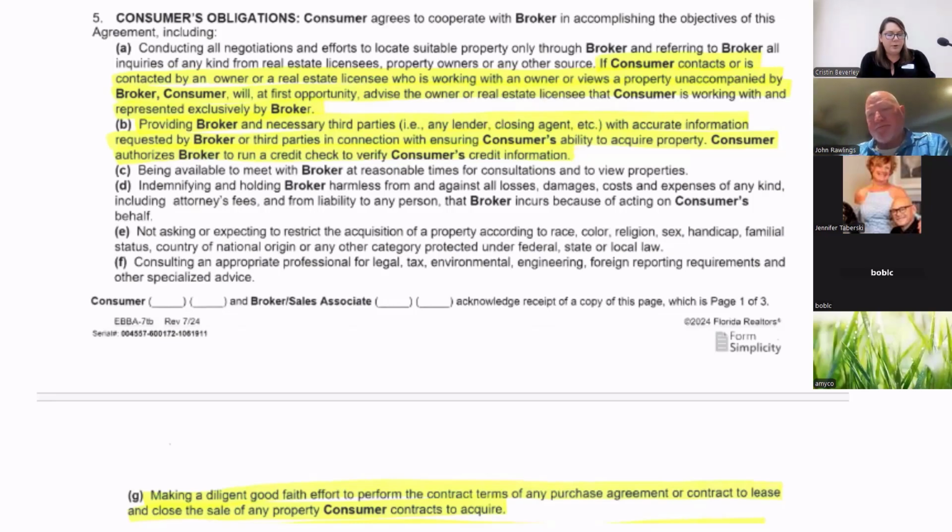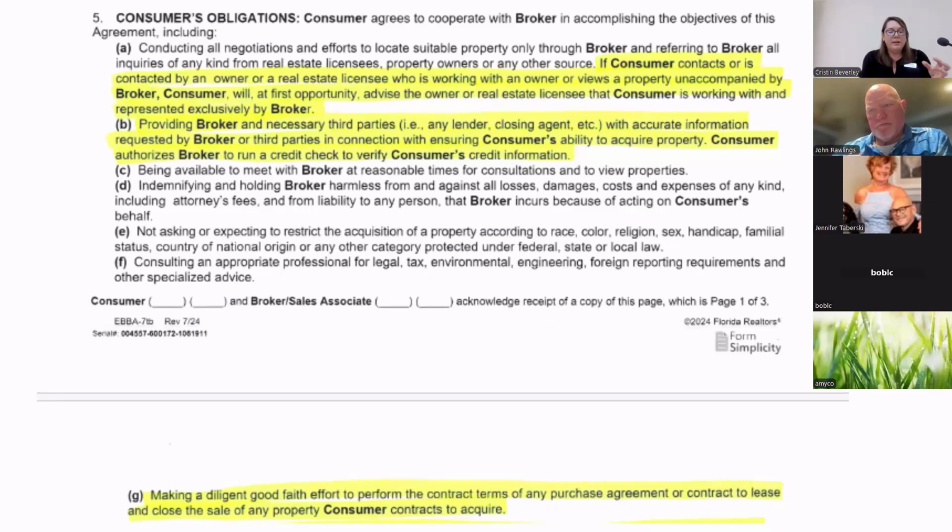Item B, providing the broker and necessary third parties, any lender, closing agent, etc., with accurate information requested by the broker or third parties in connection with ensuring the customer's ability to acquire property. The consumer authorizes the broker to run a credit check and verify the consumer's credit information. I wouldn't get too hung up on that piece. I know we typically don't run consumers' credit. It's there. Probably not going to use it. So it is what it is. I'm not sure why they chose to include that.